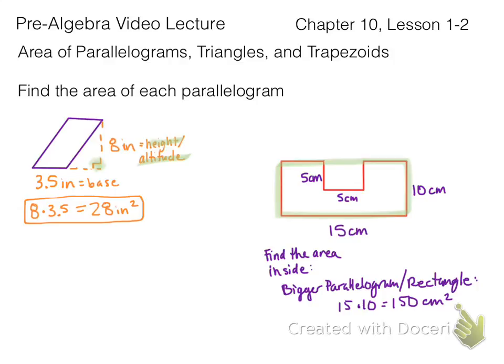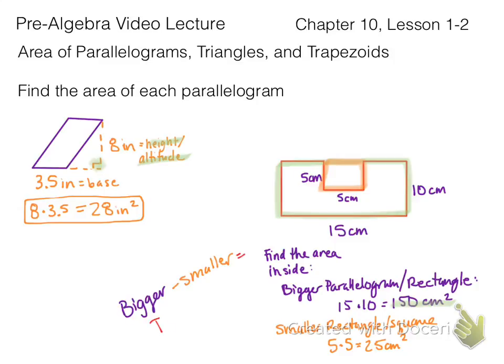And then I need to find the area of the smaller one, that's the cutout area right there, and I'm going to subtract them. So by finding the total area and then the area that isn't there and subtracting them, I'm going to get the final area of the figure. So if the smaller square is 25 centimeters squared and I subtract them, I'm going to get 150 minus 25, which is 125 inches squared.